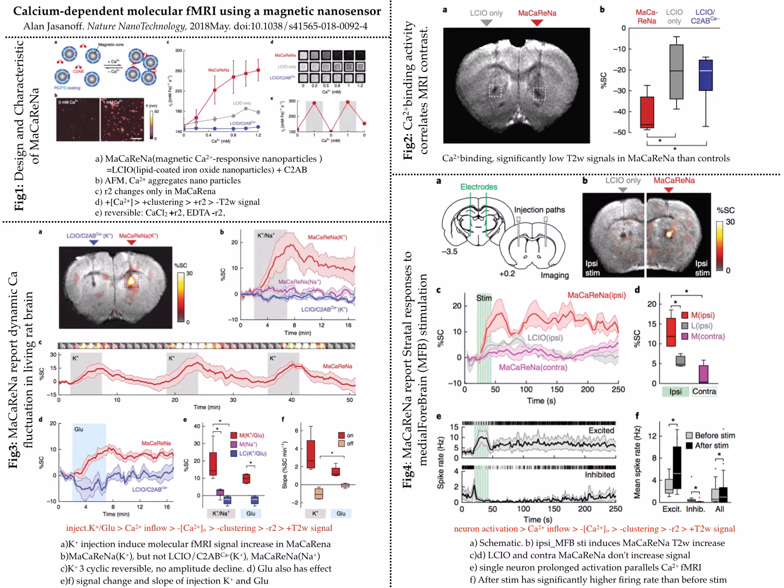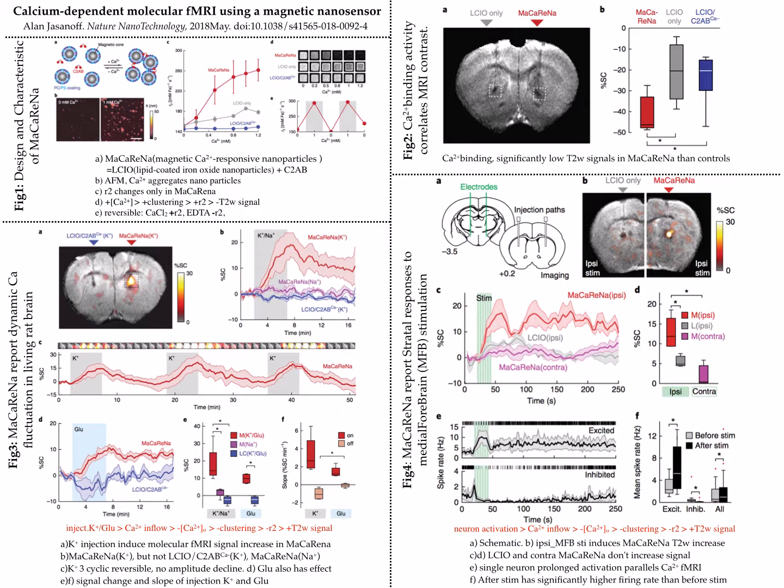It actually gradually changes, not as fast as injection of potassium, because they open different calcium channels. They go through different receptors, so they reflect the molecular mechanism within the brain, within the cells. And figure E and F actually contain the same information, but using the bar chart to represent figure B and D. Figure 4. MaCaReNa reports striatal response to medial forebrain MFB stimulation.